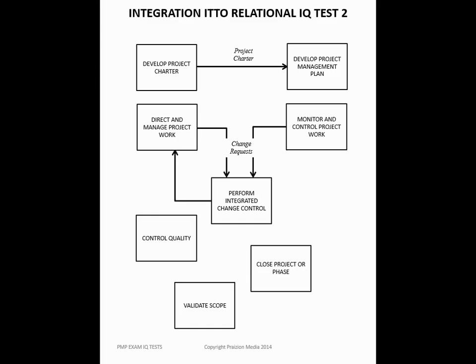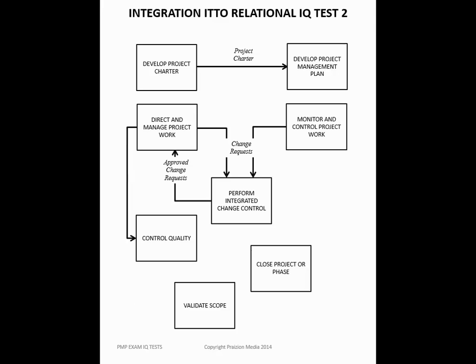Here's another one. What goes from perform integrated change control back into direct and manage project work? Now this is one lots of people don't know. I'll give you a few seconds. You can pause the recording if you want to think a little bit more. Did you guess it? The answer is approved change requests. Those approved change requests are run back into direct and manage project work so that you can get one of the major outputs. I'm not going to tell you what it is, otherwise you might know one of the other quizzes I'm about to throw to you.